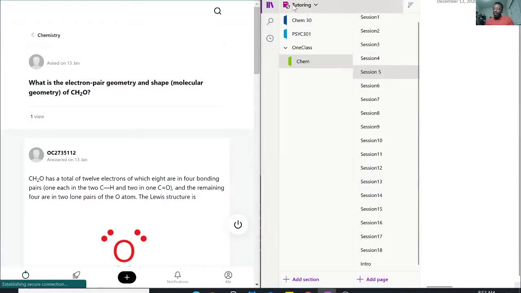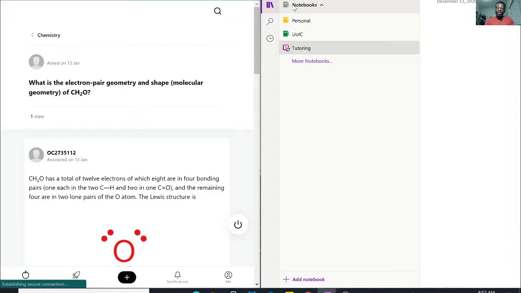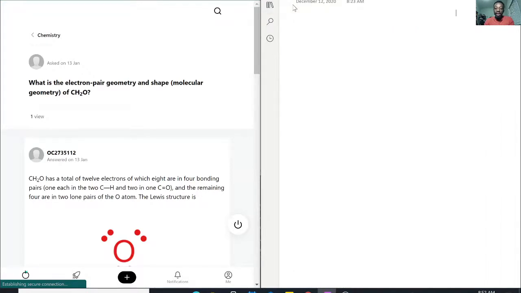So for today, we're going to start with this question. What is the electron pair geometry and shape of the molecule CH2O? Electron pair geometry and molecular geometry of CH2O.